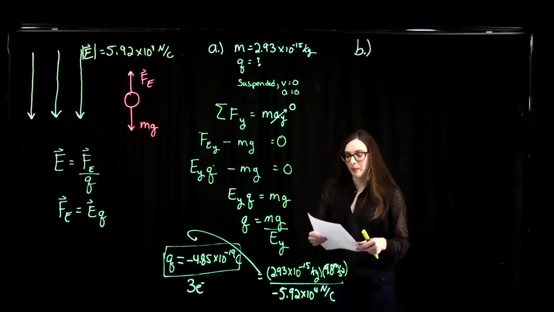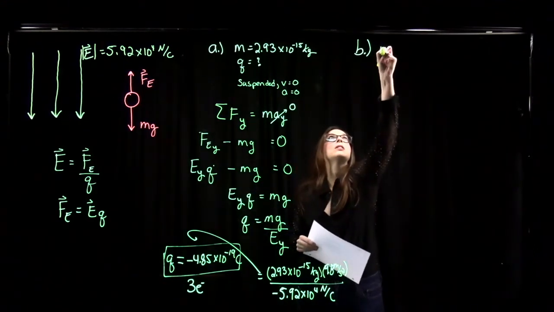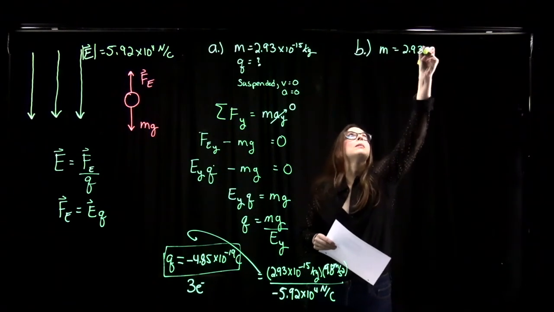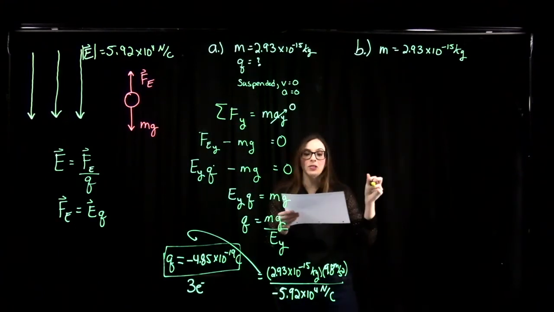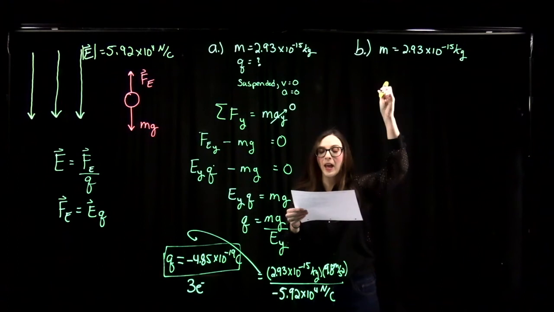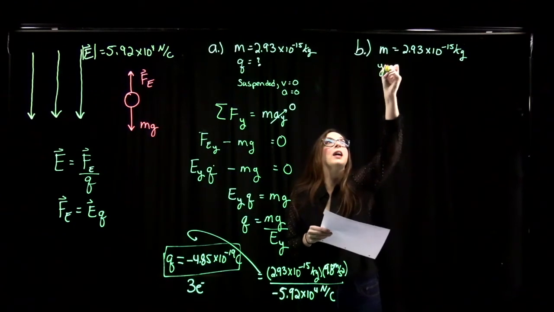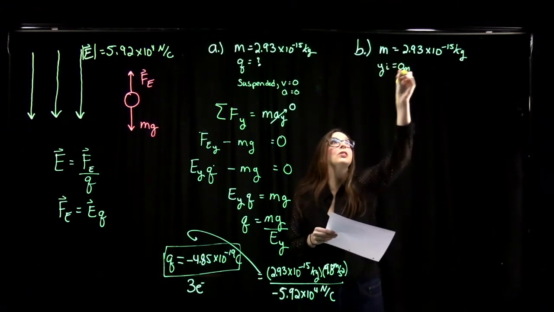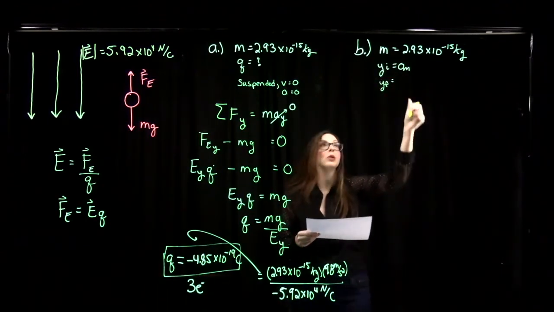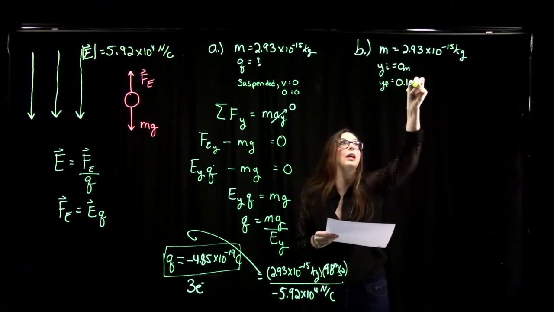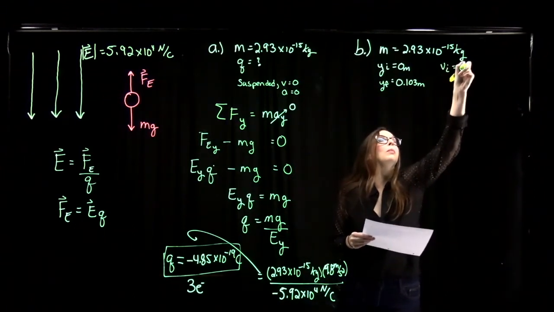For part B of this problem, we are going to have another droplet of the same mass. So its mass is also 2.93 times 10 to the minus 15 kilograms. And it is going to fall 10.3 centimeters from rest. So we'll say initial y position is 0 meters. Its final y position is 10.3 centimeters, which I'm going to write as 0.103 meters. It's falling from rest, so its initial velocity was 0 meters per second.